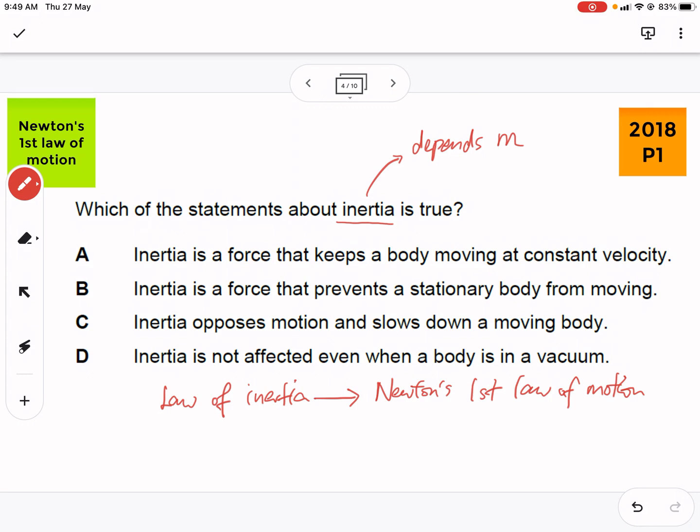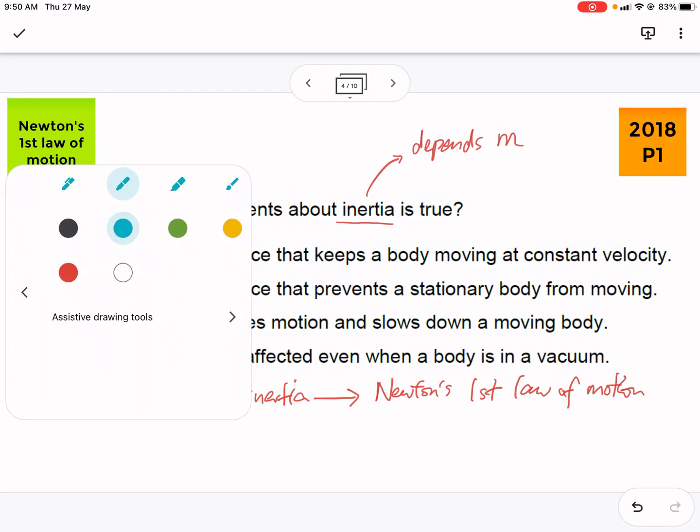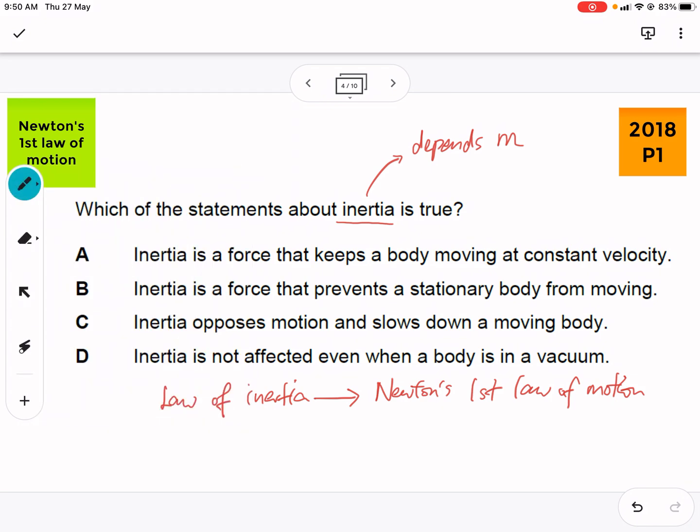Inertia is a force that keeps the body moving at constant velocity. That's not correct. Inertia is a property, but it's not a force. We don't describe it as a force. We don't draw inertia on objects either. So when you say it's a force, it's straight away wrong. But inertia is a property of a body. It depends on mass. It does help to keep the body moving at constant velocity. It can prevent a stationary body from moving as well.